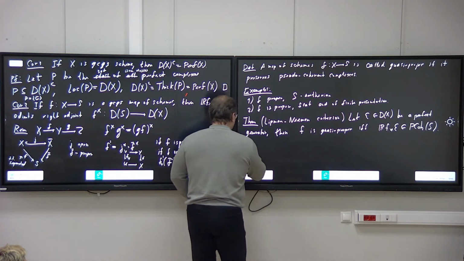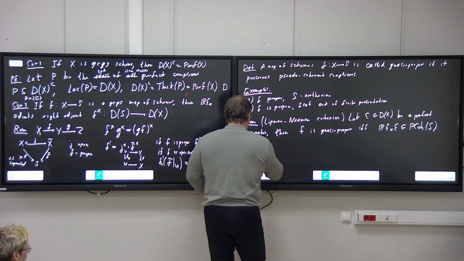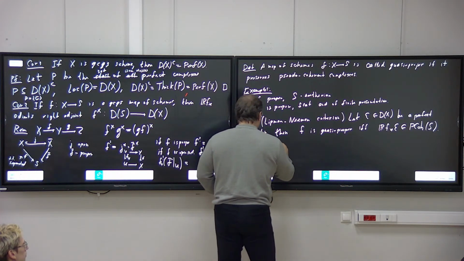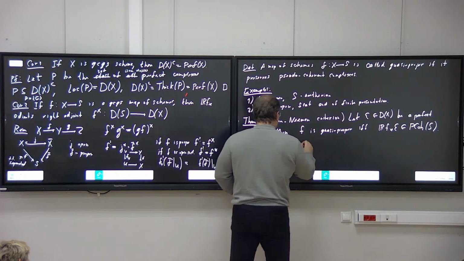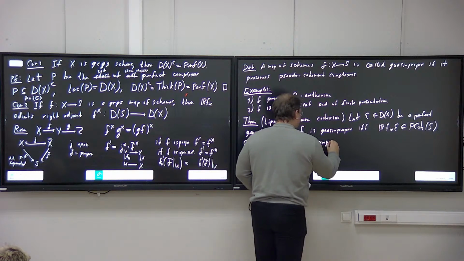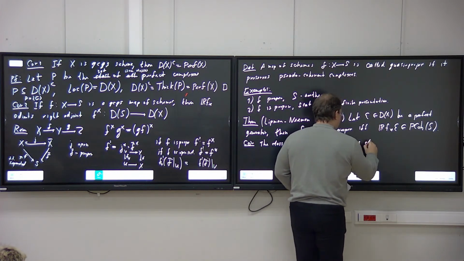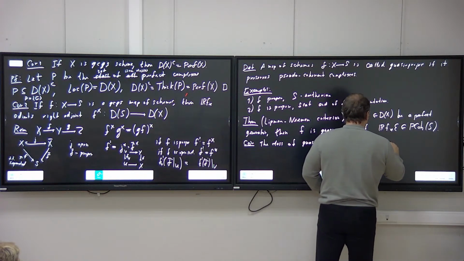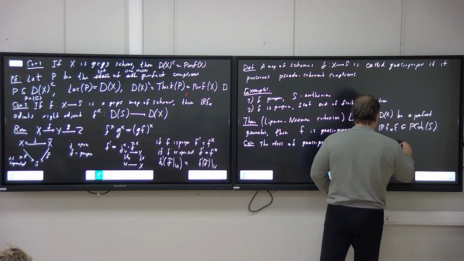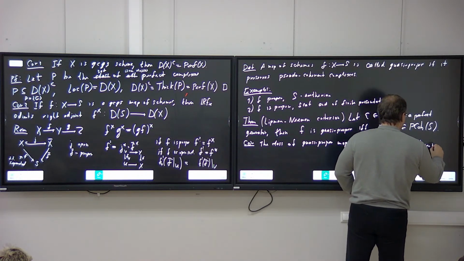But from this, you can derive the corollary that the class of quasi-proper maps is closed under any Tor-independent base change.